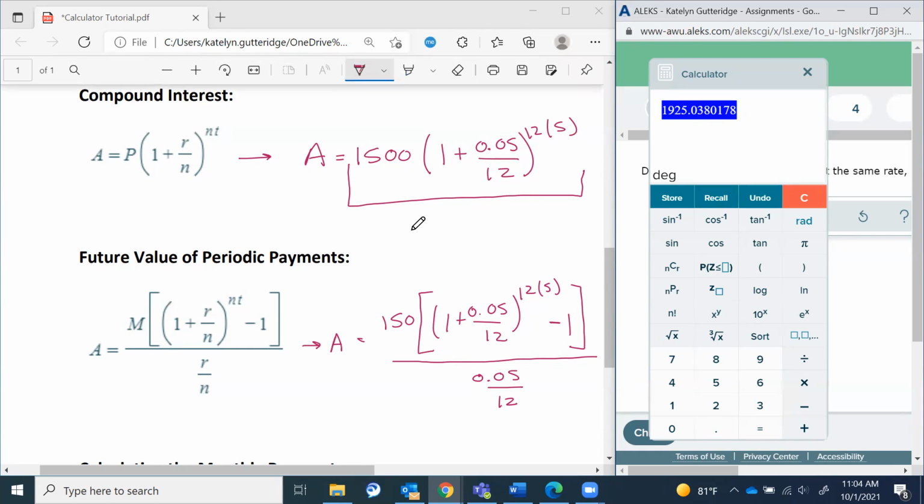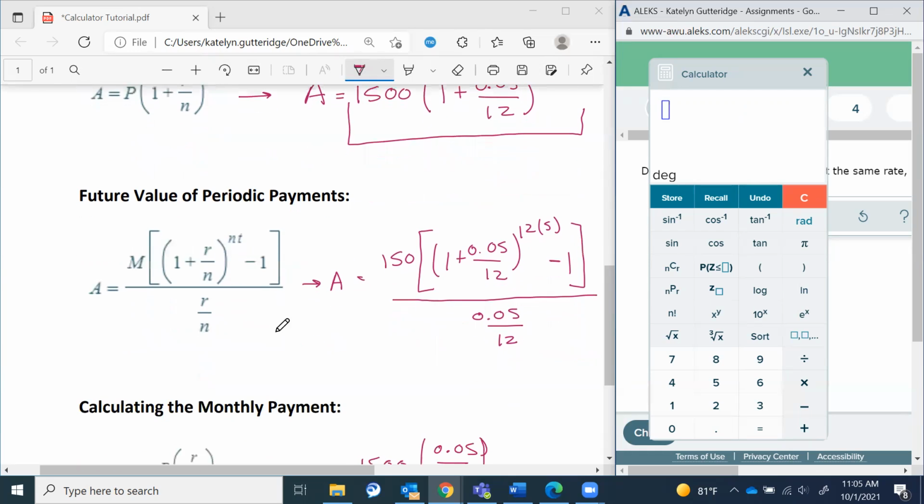All right, let's try the future value of periodic payments one. So I'm going to clear this out. Now I'm going to move on to my next one. Okay, so future value of periodic payments. The first thing you want to notice with this one, it is one giant fraction. So I have a bar that divides it in half.